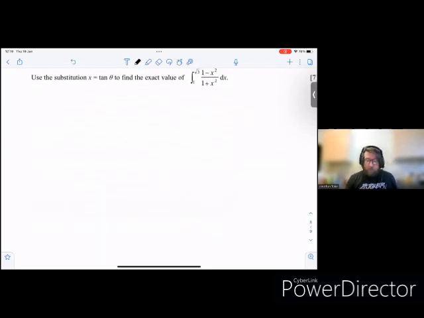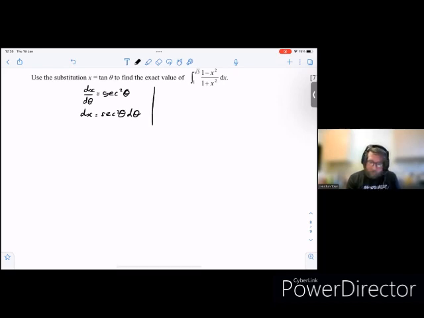Next question. Again, this time they're not giving us any help, like breaking it down into stages. So pause the video and have a go at this. Okay, so we're going to need to substitute the dx. So dx by d theta is sec squared theta. So dx equals sec squared theta d theta.